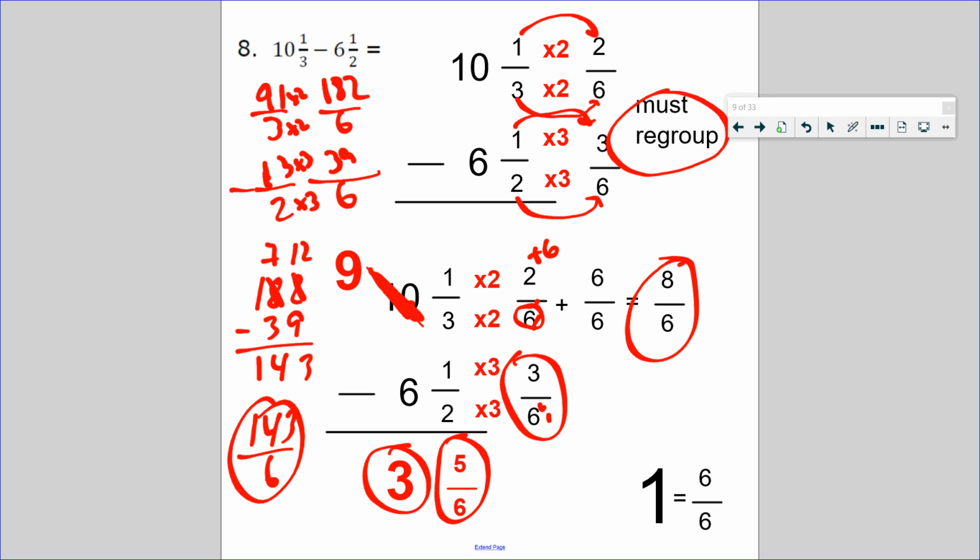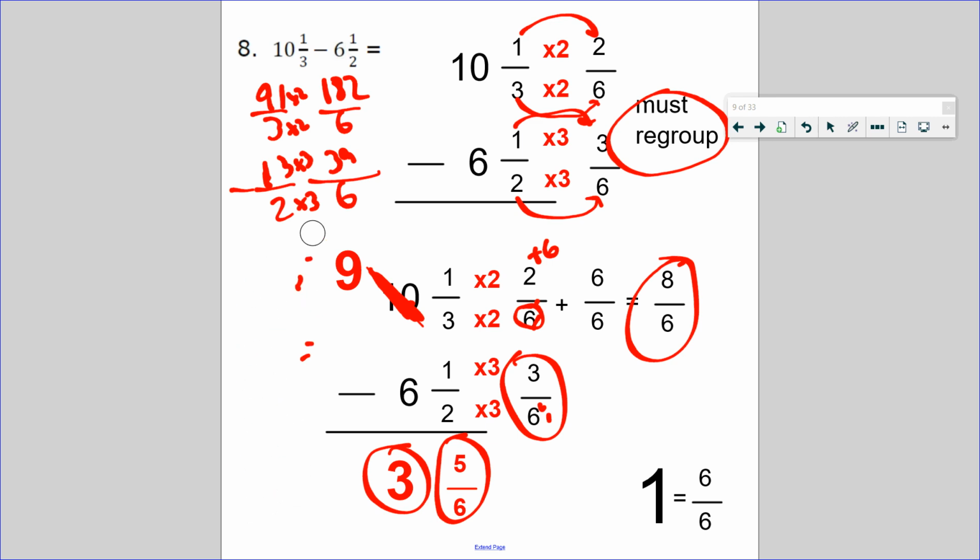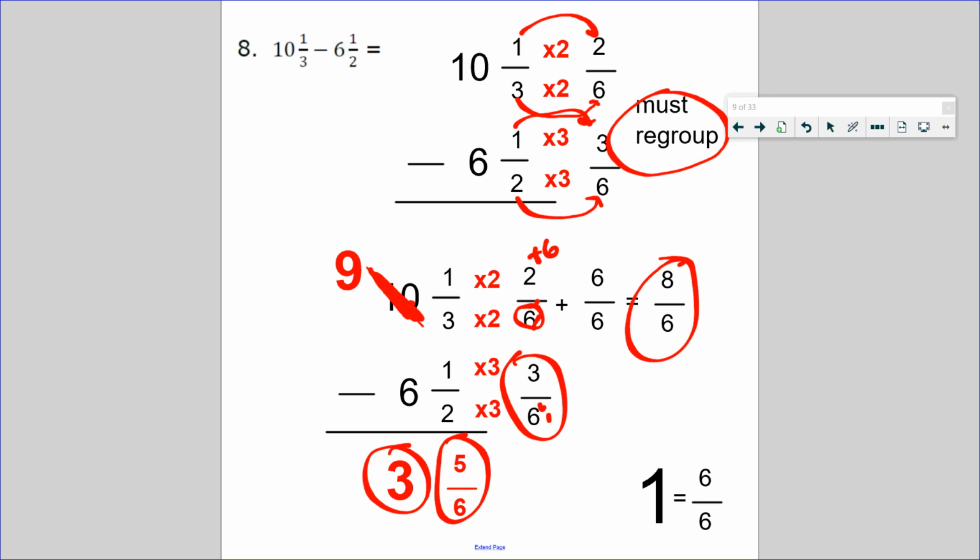How embarrassing. I knew that was wrong because it did not match up to 3 and 5/6. I do not know how to turn a mixed number to an improper fraction. I am so embarrassed. 10 times 3 is 30 plus 1, 31 thirds. Minus 6 times 2 is 12 plus 1 is 13 halves. I knew that one was getting a little too hard.